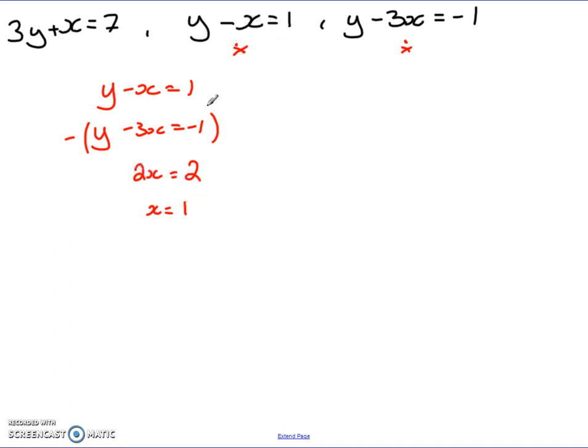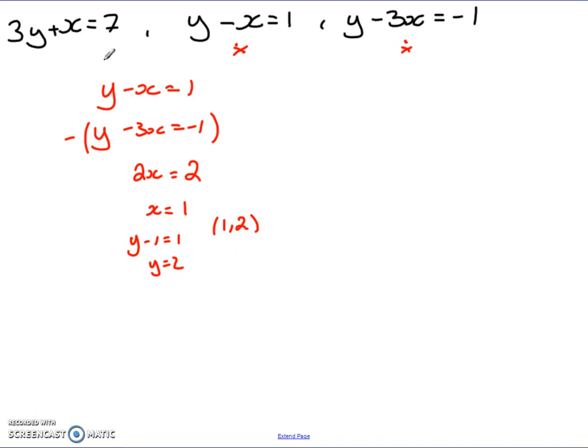So I could take x equals 1, I'll substitute it into here. So I get y minus 1 is 1, so I know then that y is equal to 2. I should get the same answer here. y take away 3 is negative 1. What take away 3 is negative 1? 2. Great, so I know the coordinate there for the intersection of those 2 lines is (1, 2).